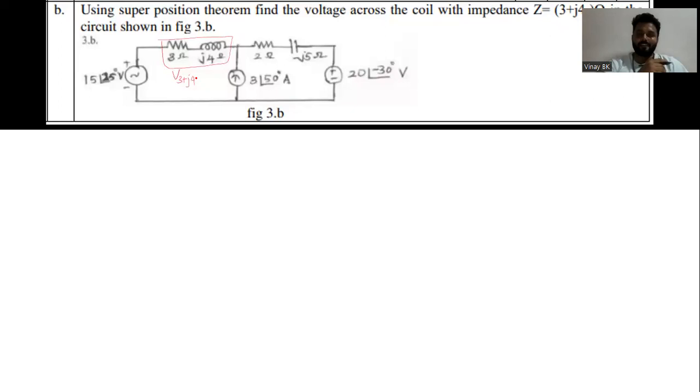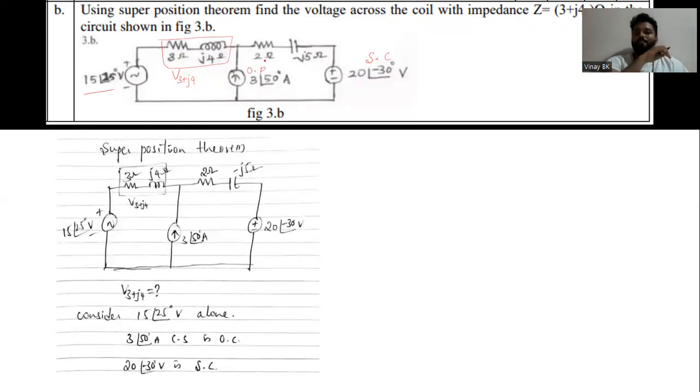Before that, you just see it is having more than one source. Two voltage sources are there, one current source is there, so you have to do it in three steps. First, you need to consider any one of the sources. Suppose you consider 15 at an angle of 25 volts alone. Then this 20 at an angle of minus 30 will be acting as a short circuit, and this current source will be acting as an open circuit, so that you can see the superposition theorem.